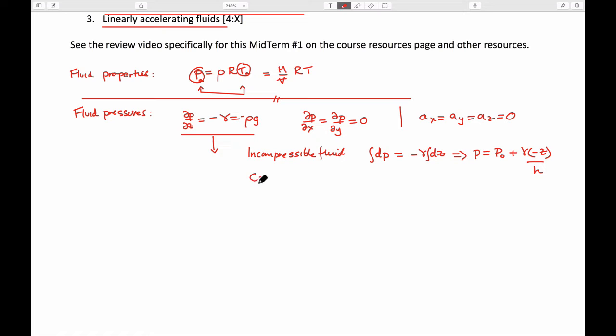For compressible fluid, we can do the same, but we need to use the equation of state, the ideal gas law, to get the change in pressure. And you don't, as it turns out, need that in this particular case.